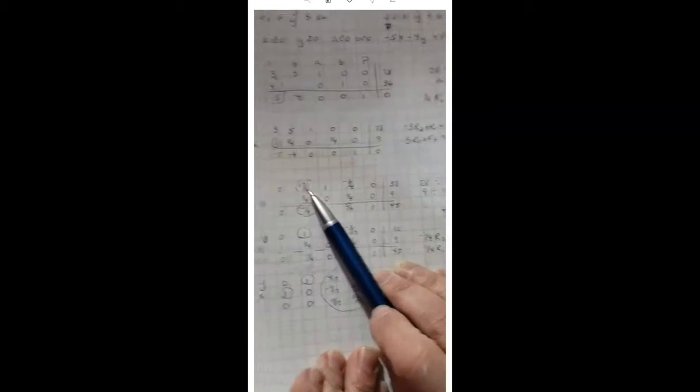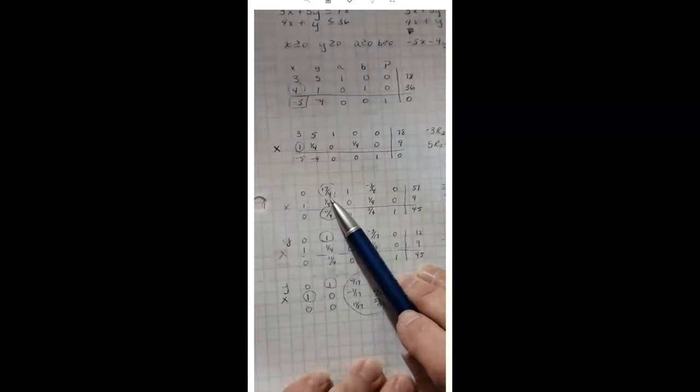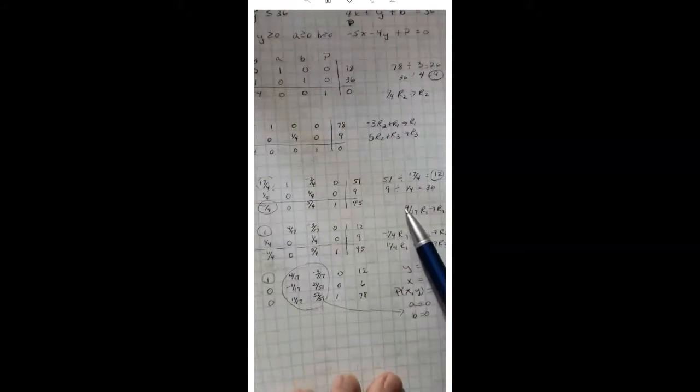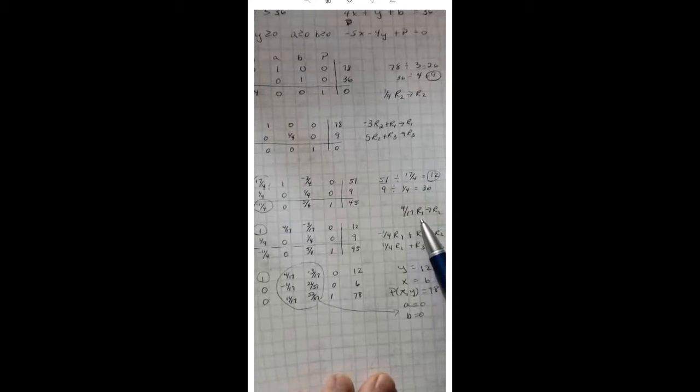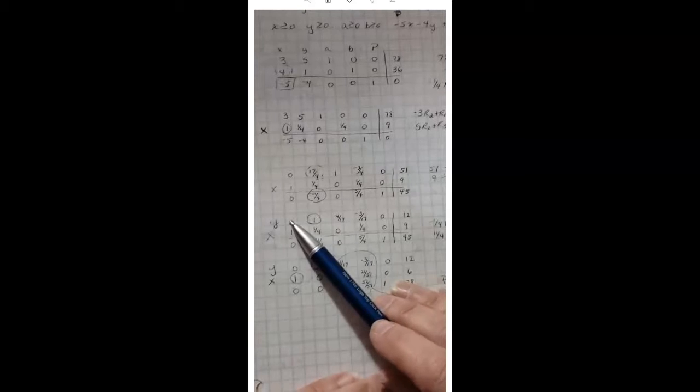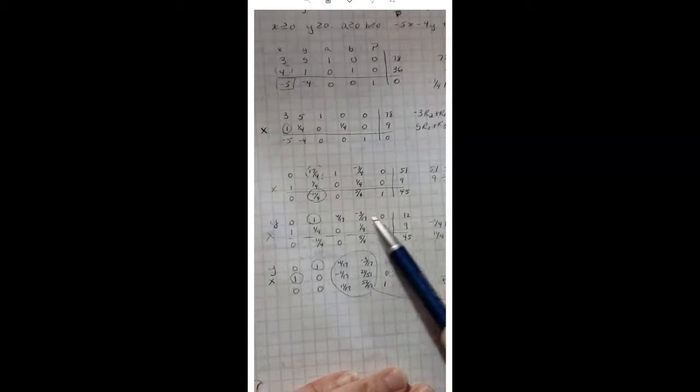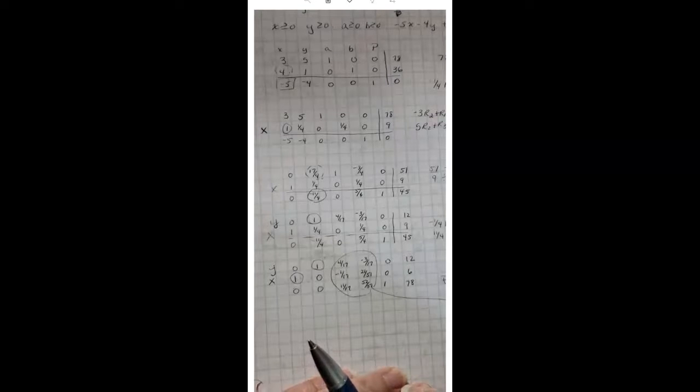So that means that 17/4 is the one that I have to turn into 1. What do I need to do to that? I need to multiply 4/17 times row 1 and put it back in row 1. And when I do that, then this is what happens to my equation, or to my row.